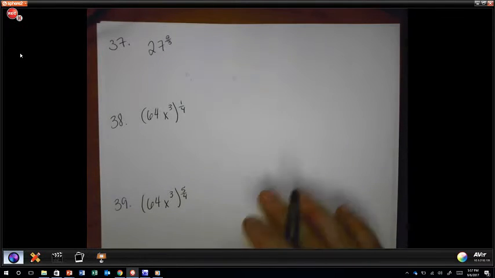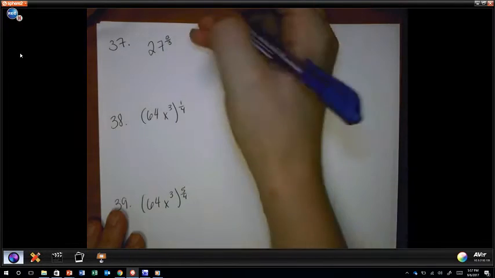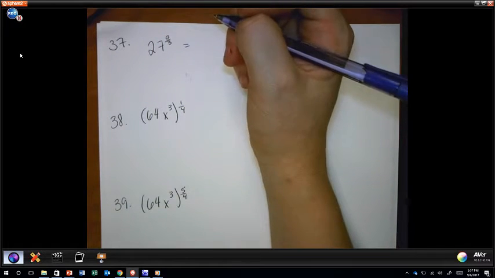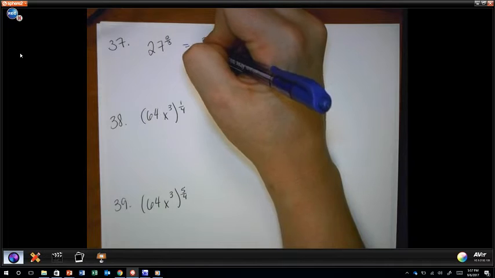Okay, so continuing on the next page, we have 27 to the 2/3. The denominator becomes my index.